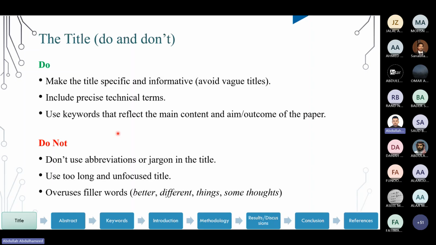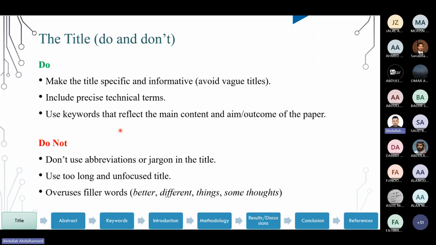Also do not use a too long and unfocused title. I mentioned that if the title is too long, it is not nice. Try to make it like one line and a half. Maybe I will mention the length later. If your title is too long, the reader will be distracted. He will read the first maybe 10 words, and by the following 10 he will already have lost his focus. So please make it short, but at the same time describe your research.